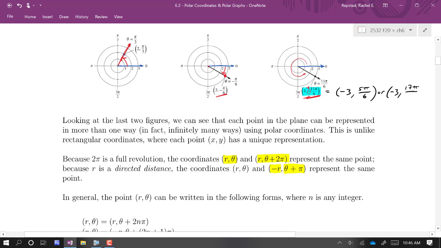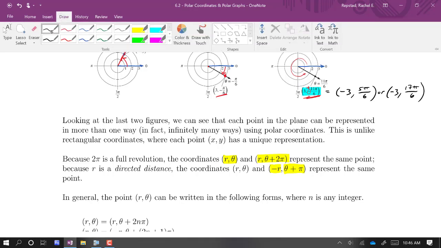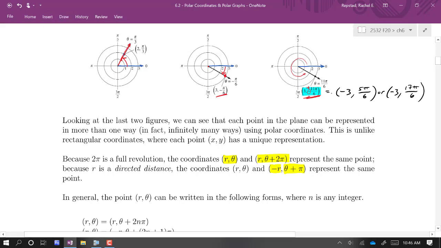Right, so there are multiple ways to represent the same point. What that negative does in front of r is it just sort of flips it across the origin. So positive 3 at 5 pi over 6 would be right here. And then making it negative just says, oh, flip it across the origin, make it go kind of backwards. And that's why that lands you at the same spot right there.